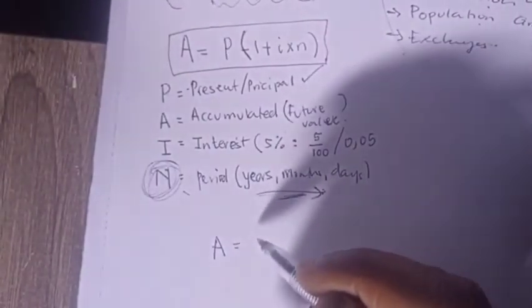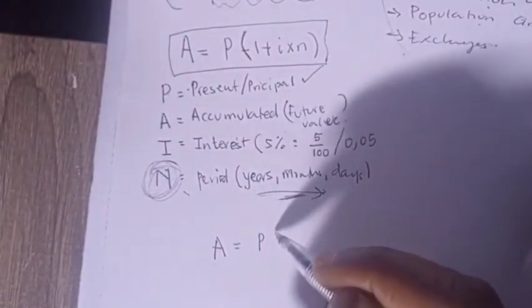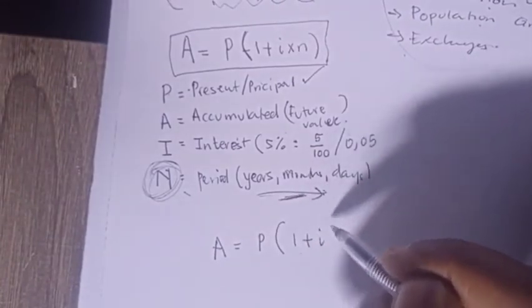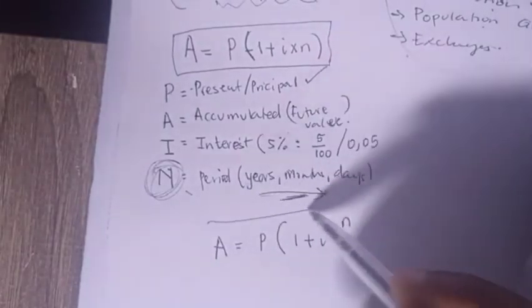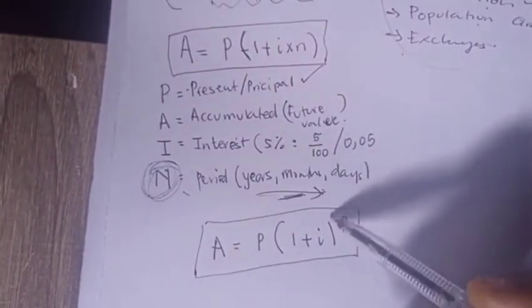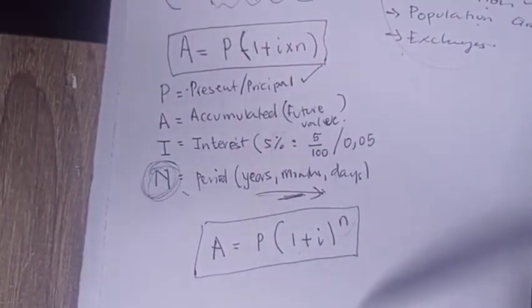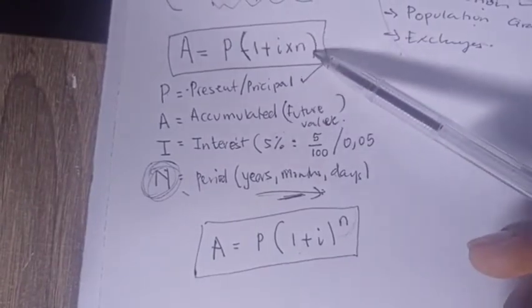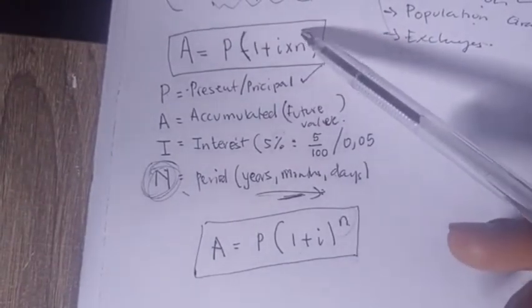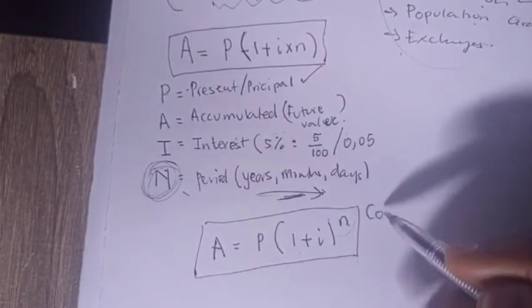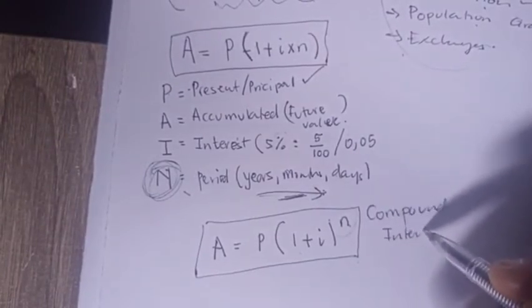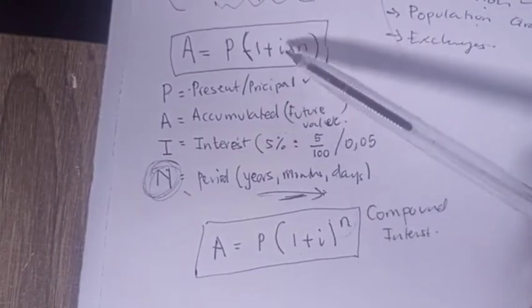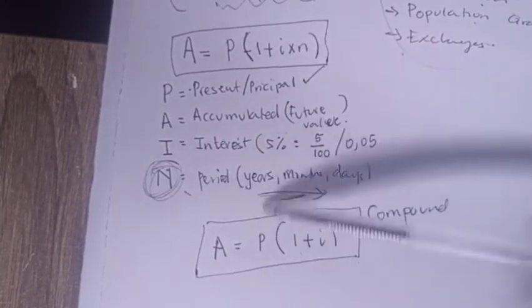The formula for compound interest is very similar to this one. It's actually given like this: A equals P open bracket 1 plus I, your interest, to the exponent N. Now this one is raised to the power. Can you see? That's what makes it different. Look at this one and then look at that one. How are they different? This one is the compound interest. And we're going to see when we do calculations, the simple interest and the compound interest, they differ.